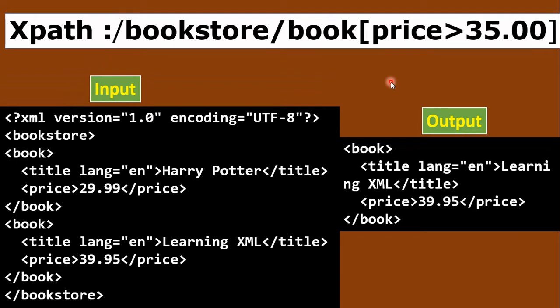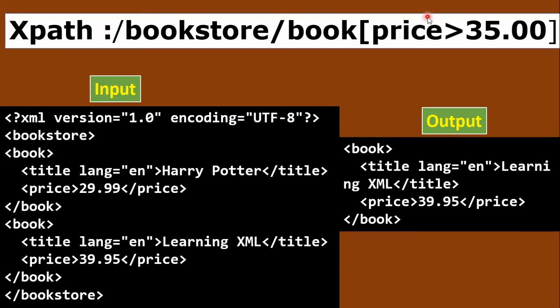And if you want any particular arithmetic operations to be performed before selecting any node in the XML document, then you can use this kind of XPath expression, where we are searching for the bookstore root node, and then we are searching for the book node.